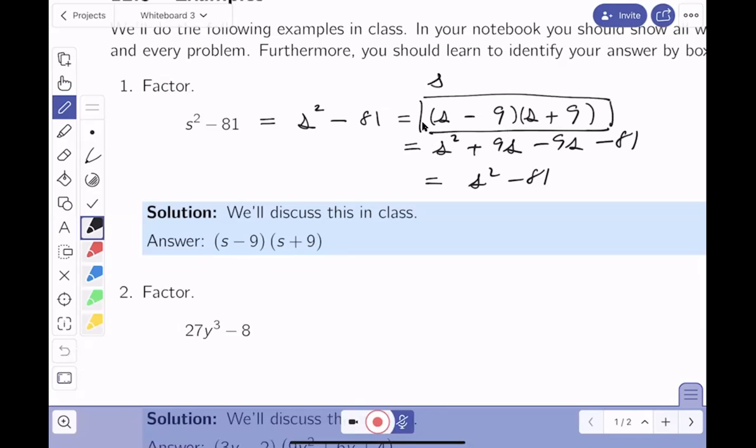Someone says, well, what if I wrote down S plus 9 times S minus 9? It's the same answer. There's no difference. Let's look at the key. And do I see that? Yep, I see it. Okay.